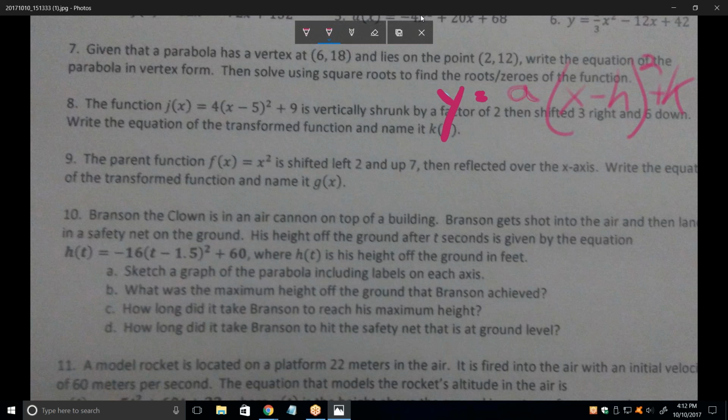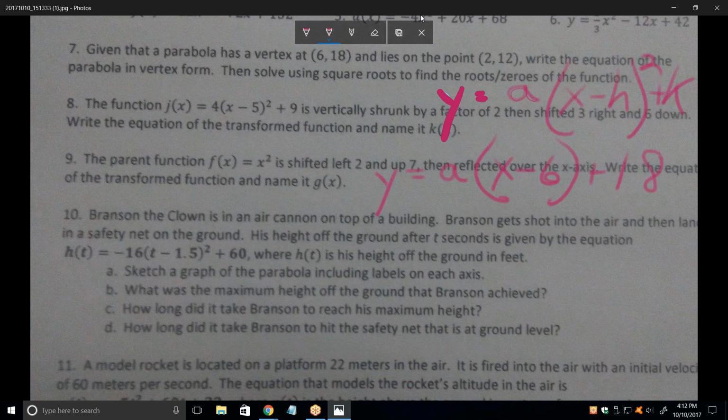All right. Now it says that the vertex is at 6, 18. What does that tell me? So that's the vertex. So what do I know? Don't know a yet, but I know h and k. Tell me what h and k are. h is positive 6, so x minus 6, and plus 18. All right.